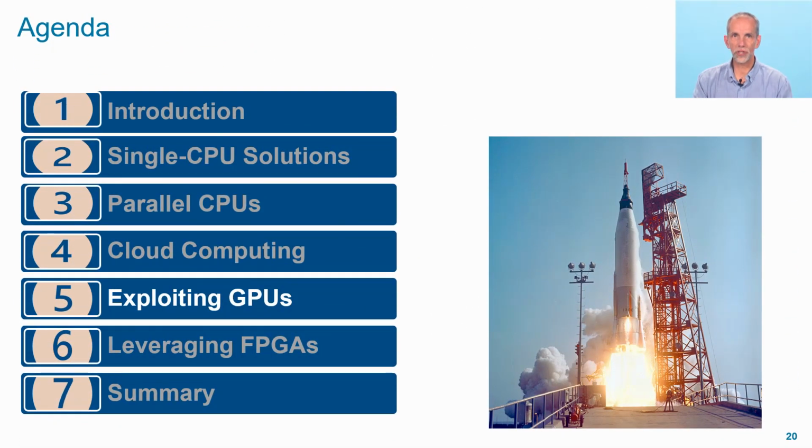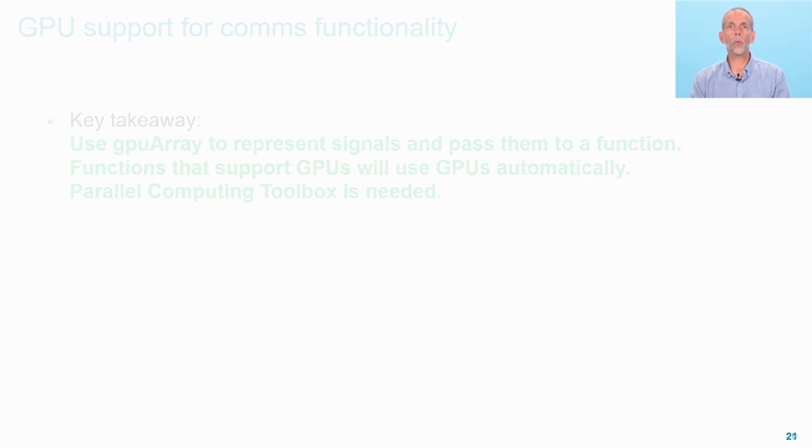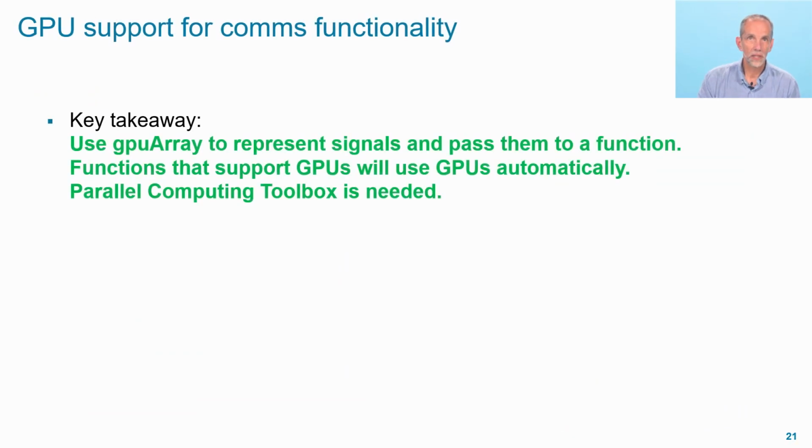Okay, exploiting GPUs. GPUs have been around for a little while. They were first introduced for gamers, and it's remarkable how much software advancement has taken place because of gamers. But now they are used for many, many different applications, wireless comms among them. So I want to talk a little bit about GPU support within MathWorks tools for comms functionality.